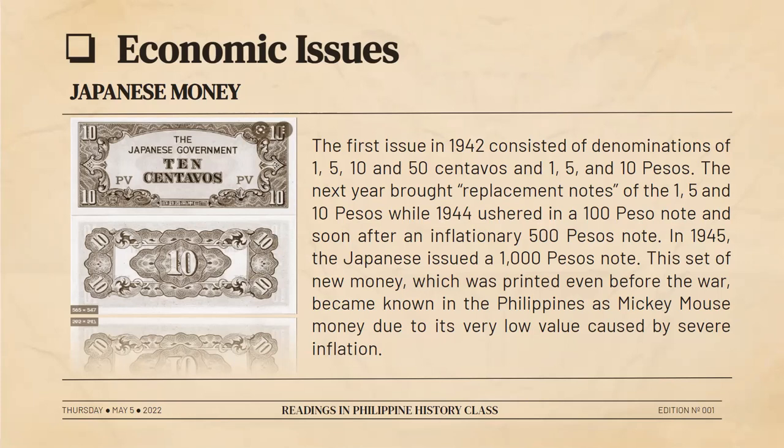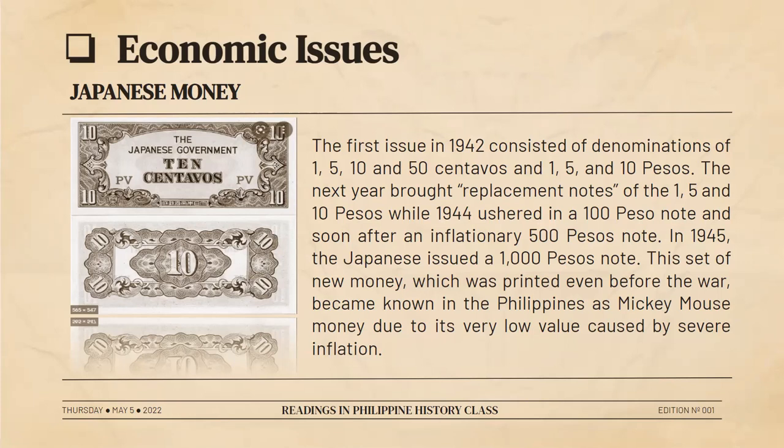This set of new money, which was printed even before the war, became known in the Philippines as Mickey Mouse money due to its very low value caused by severe inflation. In 1944, a box of matches cost more than 100 Mickey Mouse pesos. In 1945, a kilogram of kamote cost around 1,000 Mickey Mouse pesos.